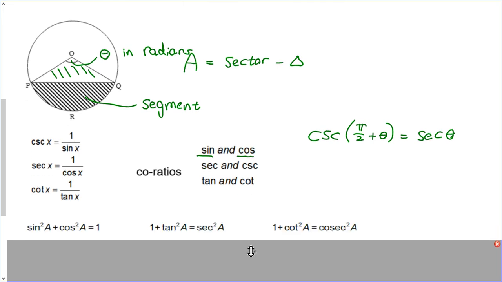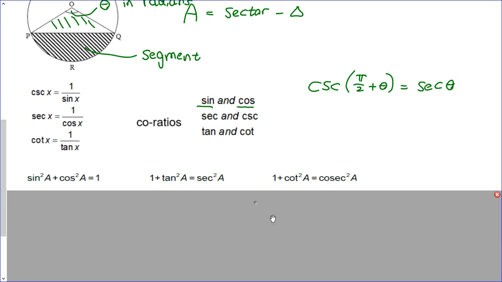Okay. And then you get these identities on the data sheet, and there are two new ones, and there's no rocket surgery here either, because this one here is generated simply by dividing every term of this one through by sine squared. So sine squared over sine squared is 1.